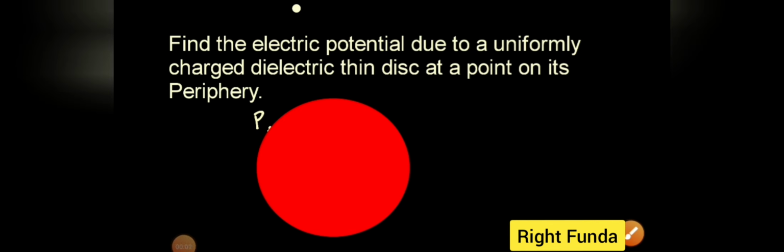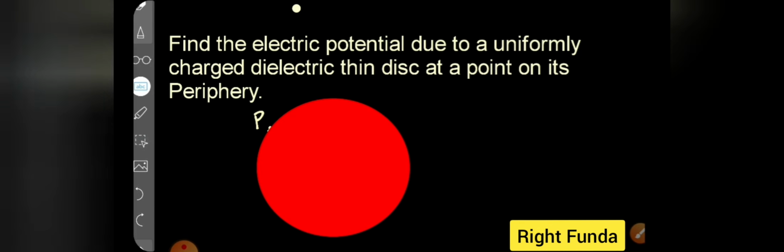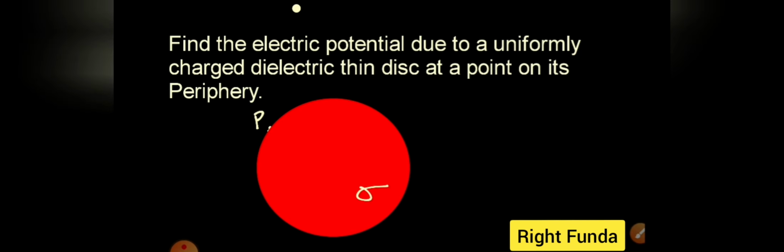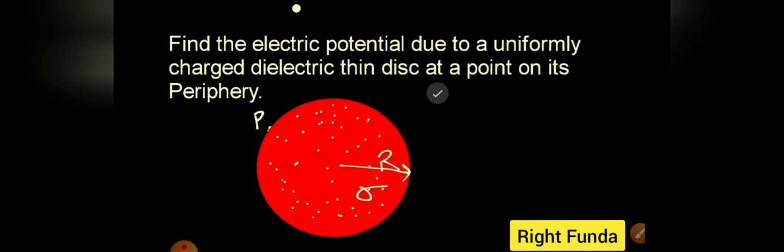Here is a problem. It says: find the electric potential due to a uniformly charged dielectric thin disk at a point on its periphery. So this is a dielectric disk having surface charge density sigma, and its radius is r. Charge is distributed everywhere throughout the disk. We have to find the electric potential due to this charge distribution at a point on its periphery.